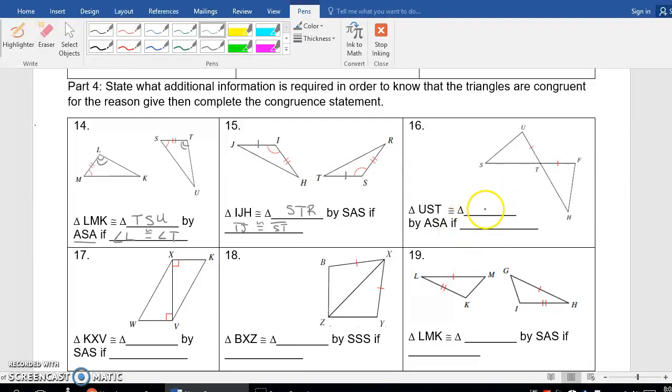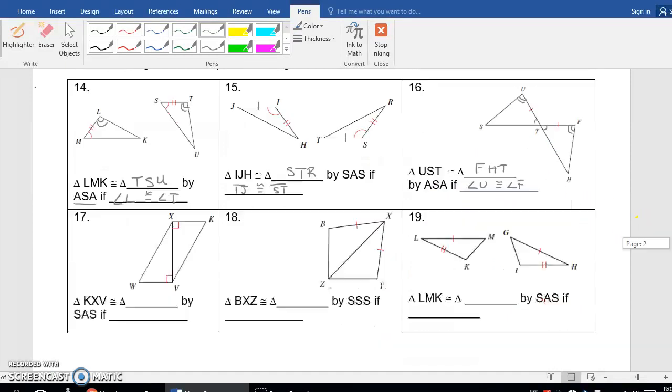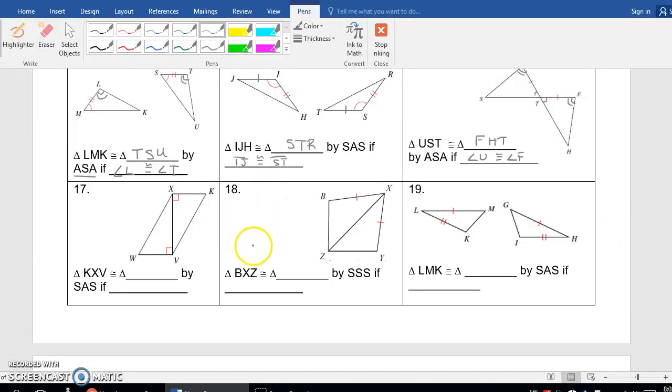Alright, so number 16. We know that these are congruent because they are vertical angles. We want to use angle, side, angle. So angle U must be congruent to angle F. And then our congruent statement would be triangle UST is congruent to triangle FHT by angle, side, angle. 17, we know that by the reflexive property this is congruent.